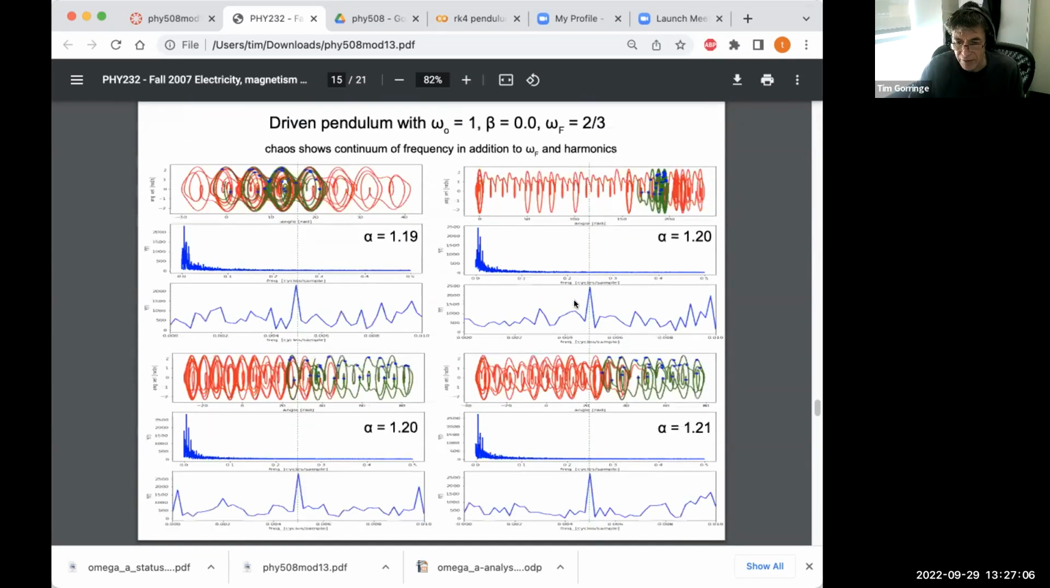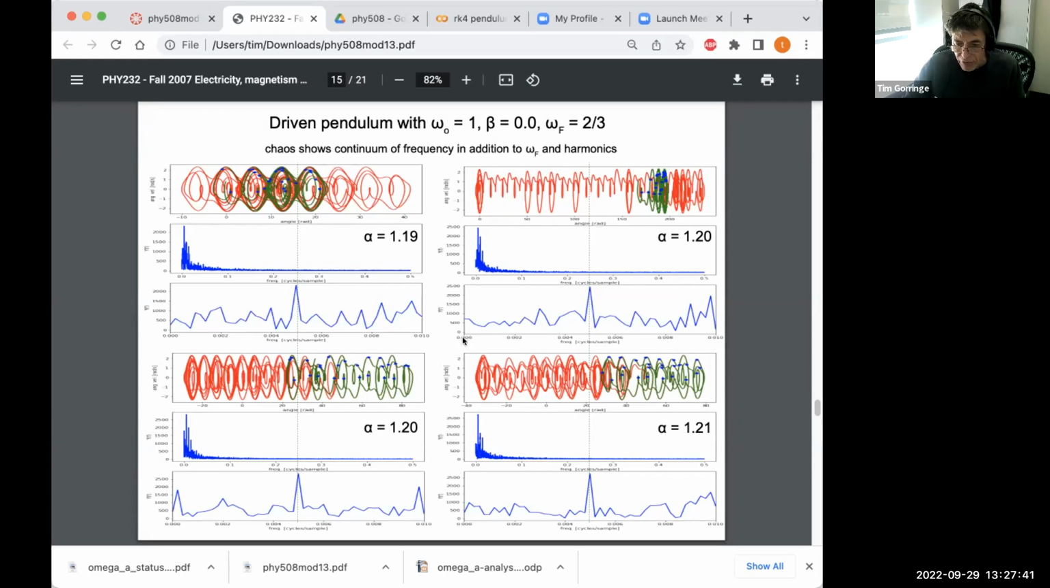On the last slide, I've got 4 more plots for 4 more values of the driving force parameter from 1.19 to 1.21. So just differing by a couple of percent overall. You see, each of these plots looks quite different in phase space. So changing the driving force parameter by fractions of a percent makes very different motion of the driven pendulum.